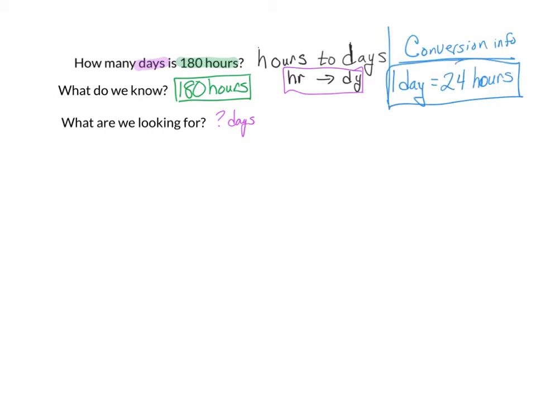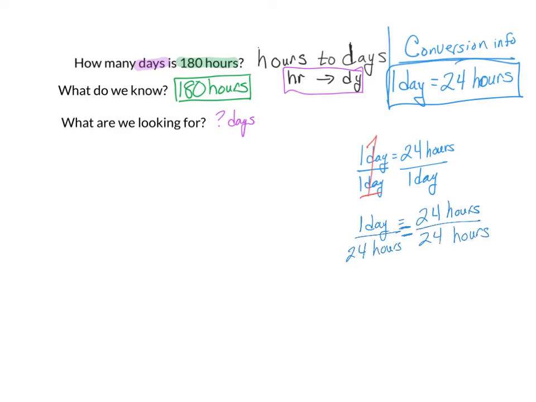What are the two fractions that we can get from 1 day equals 24 hours that are both equal to 1? If we divide both sides by 1 day, we get that there are 24 hours per day. If we divide both sides by 24 hours, we get that there is 1 day for every 24 hours. Both of these fractions are correct, but only one of them is useful for our conversion.